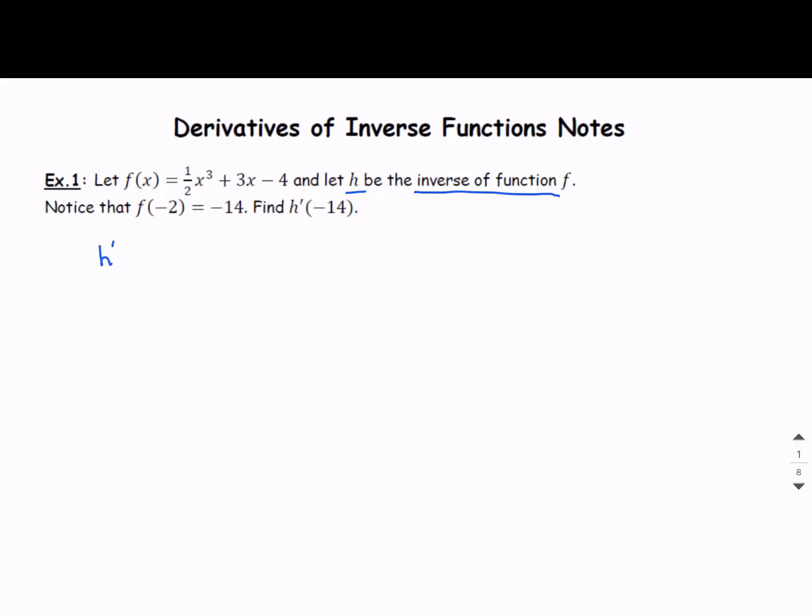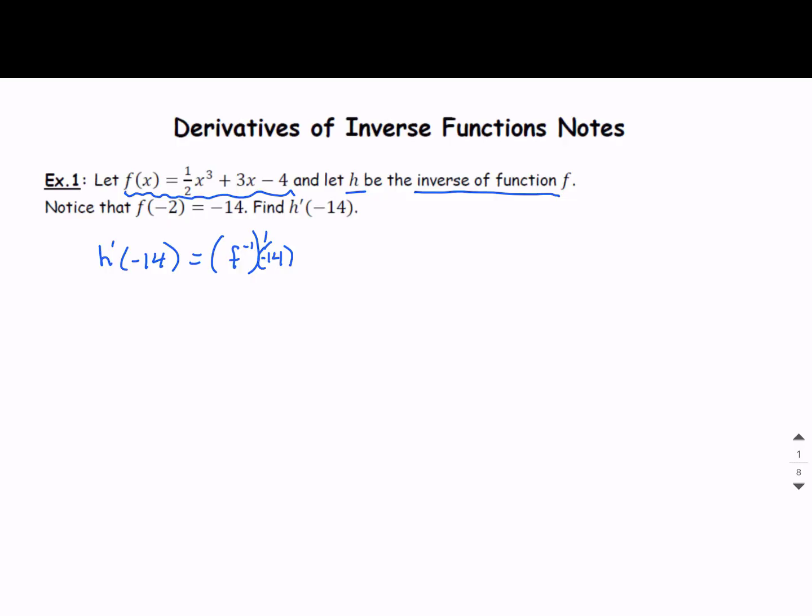So the derivative of h at negative 14 is really the inverse function, and we take that derivative evaluated at negative 14. So that's what we're really looking for. Now the problem is, it's not so easy to find this inverse.